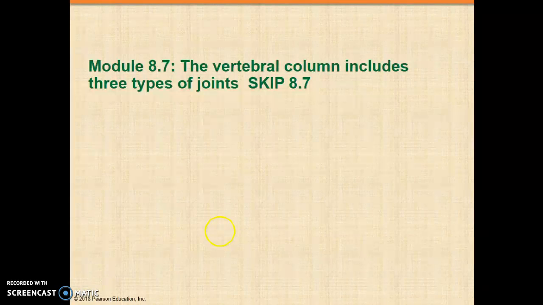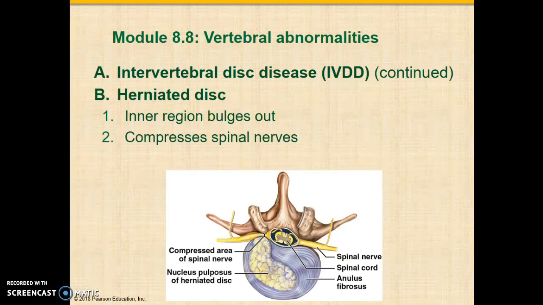We are skipping section 8.7. We'll look at some issues with joints. Intervertebral disc disease, IVDD, includes herniated discs. In a herniated disc, this inner nucleus pulposus bulges out and compresses the spinal nerve.